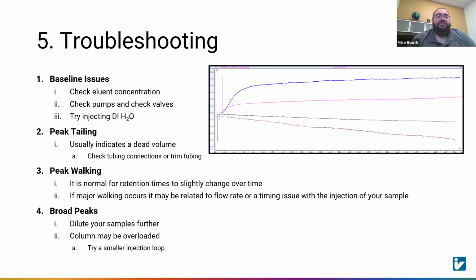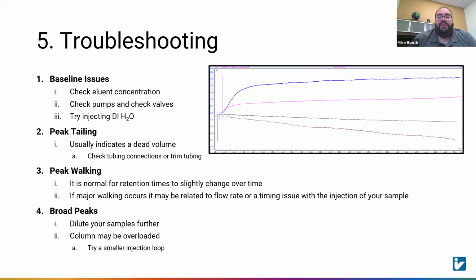If you see peak tailing, that being when your peak comes out, it looks fine, but it just has this big long tail, that's usually an indicator of some sort of dead volume in the plumbing on your system. So just go through and check your connections. You might need to trim some of the tubing, make sure everything's seated correctly. You can trim just the ends off of it, reseat it, make sure everything's at the right tightness. And that should fix peak tailing for you.